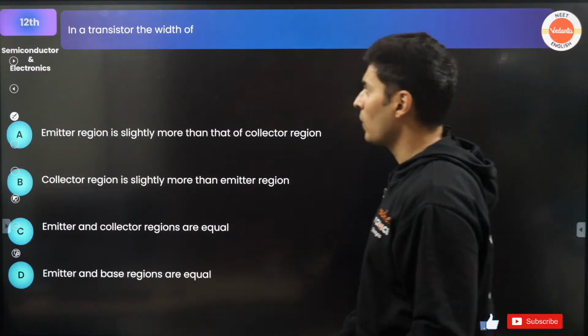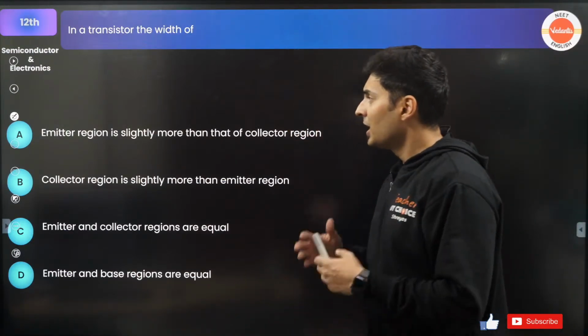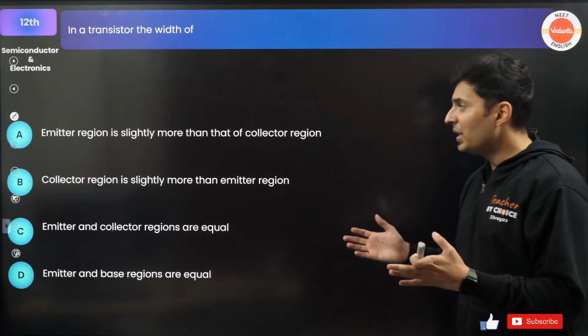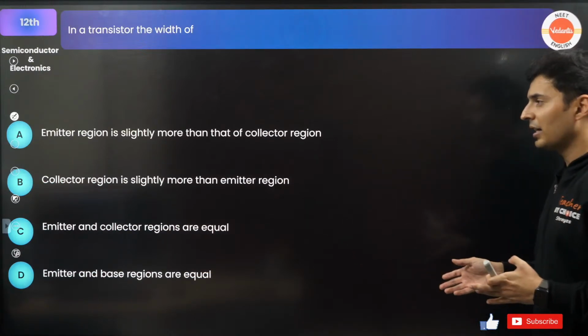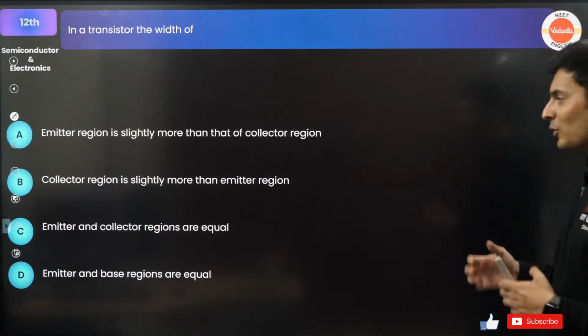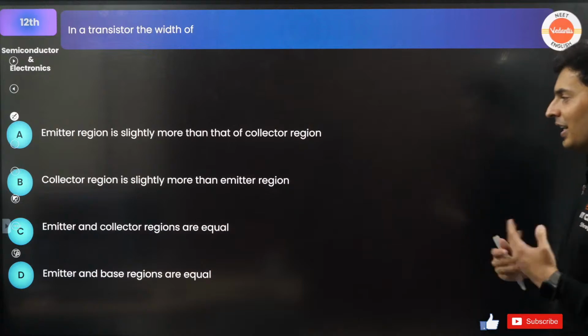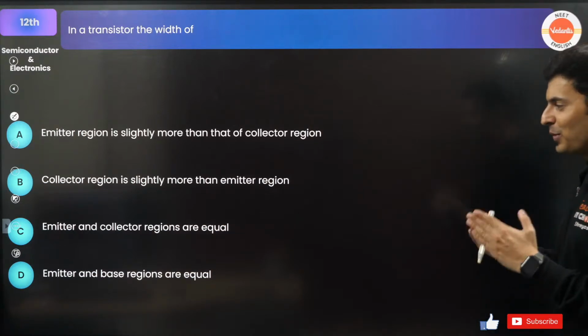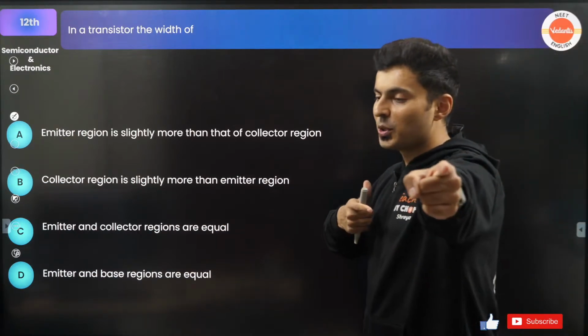Here is the question for all of you. In a transistor, the width of the emitter region is slightly more than that of the collector region. Collector region is slightly more than that of the emitter region. Emitter and collector regions are equal. Emitter and base regions are equal. Everybody should be able to answer this.